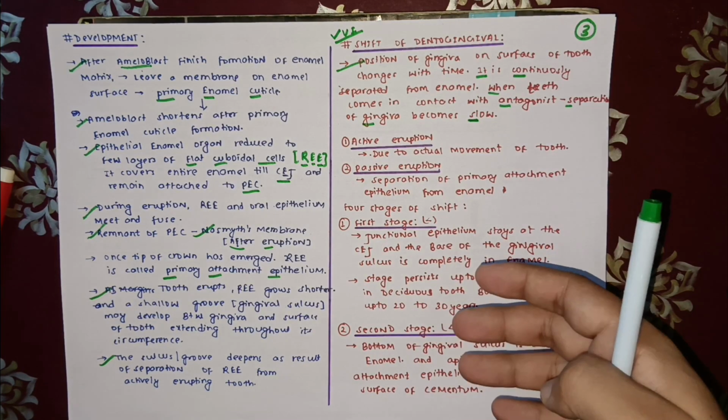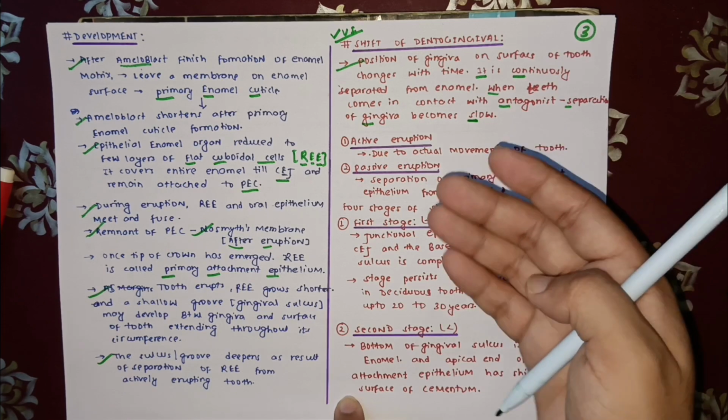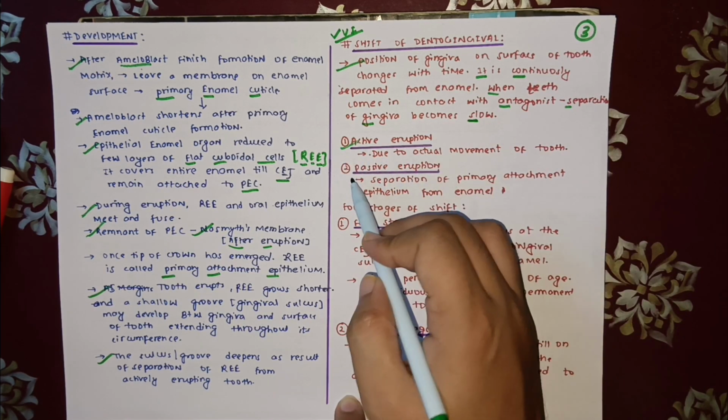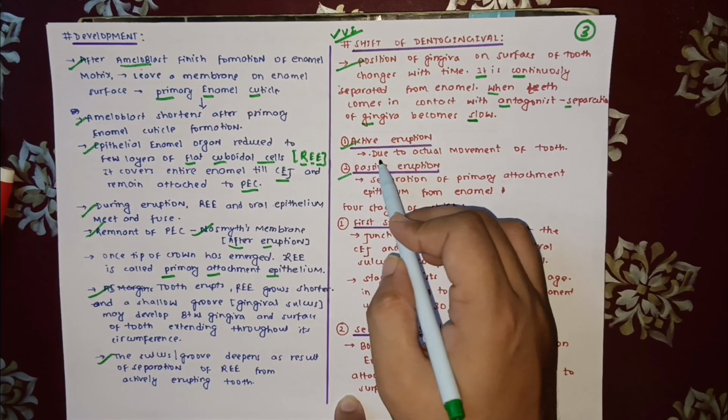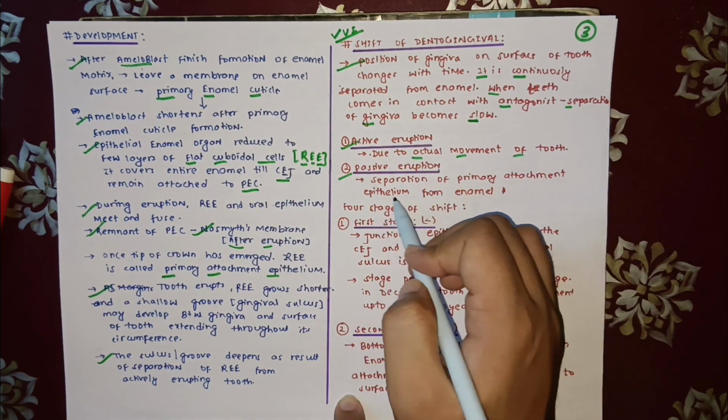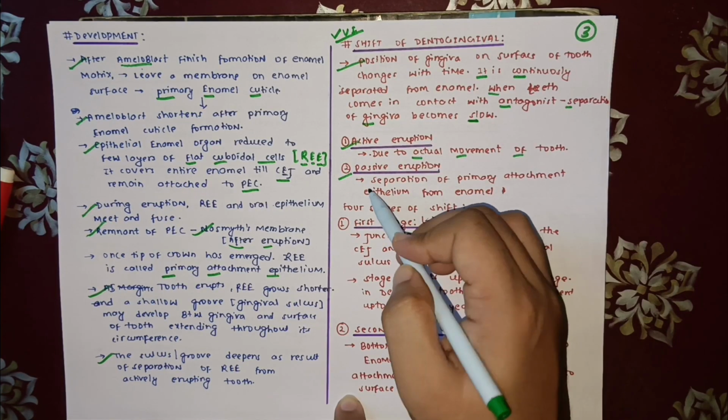So we have 4 different stages of the dentogingival shift. One is active eruption, another is passive eruption, and this is also important. Active eruption means the actual movement of the tooth structure, and passive eruption means separation of the primary attachment epithelium from the enamel.